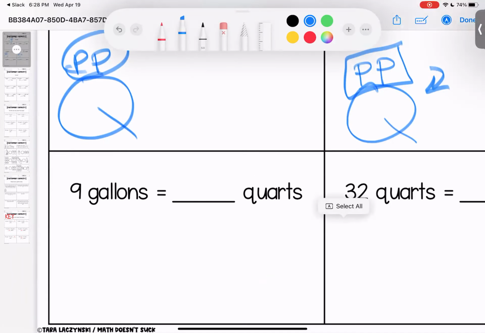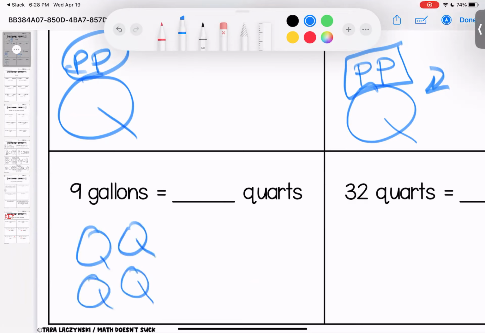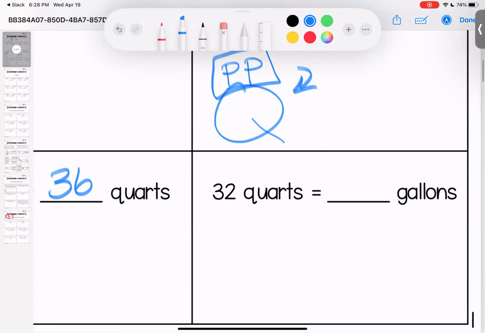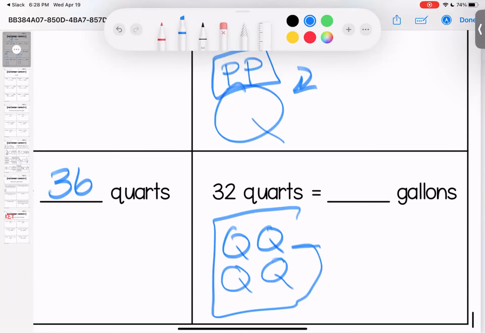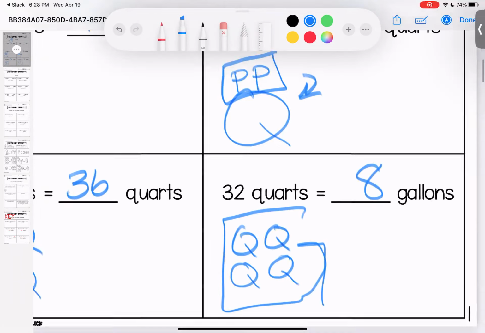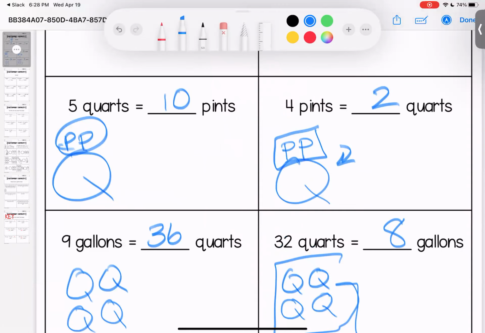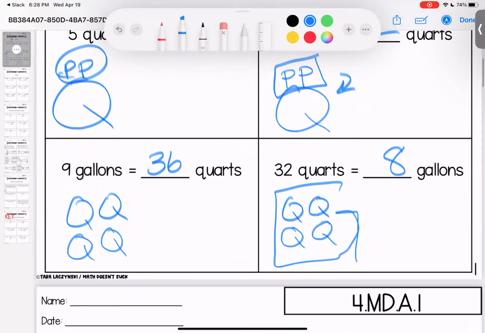Gallons to quarts. In the kingdom of gallon, there were 4 quarts. 9 times 4 gives me 36. Quarts to gallons. We had 4 quarts in the kingdom of gallon, which means that we need to divide. 32 divided by 4 gives me 8. Any questions on these? Bring them with you to class.